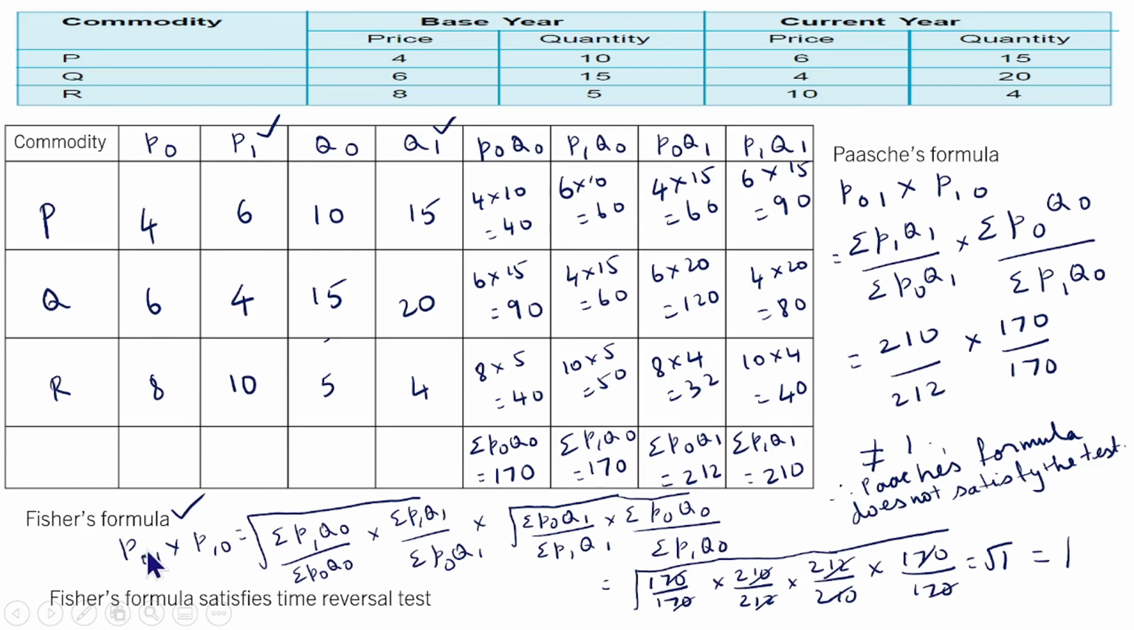Now coming to Fisher's formula, given by P01 into P10 is equal to root of this expression into root of this expression. When we substitute each of the values here and when we simplify, we get it is equal to root 1 or it is equal to 1, which means Fisher's formula satisfies time reversal test.